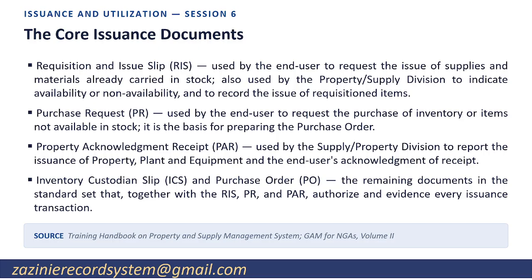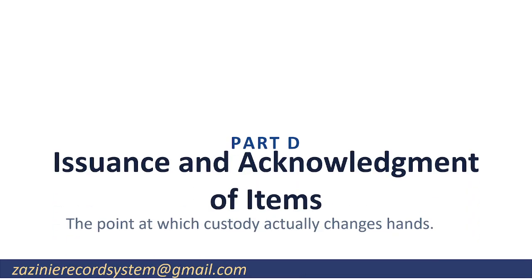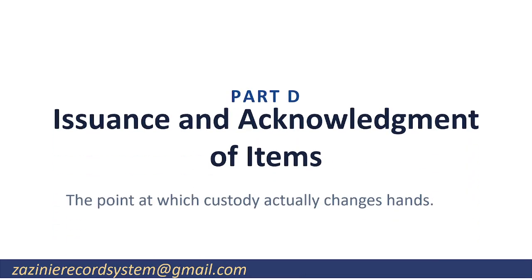Now, in a bit more detail. The distinction between the RIS and the PR is the one most worth remembering. The RIS is for items already sitting in stock, while the PR is for items that are not in stock and therefore need to be purchased first. Next slide. Part D. Issuance and acknowledgement of items.